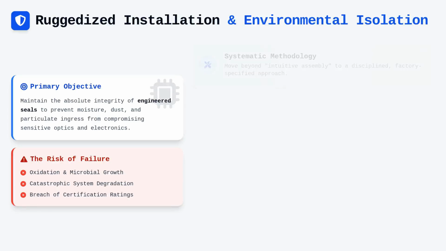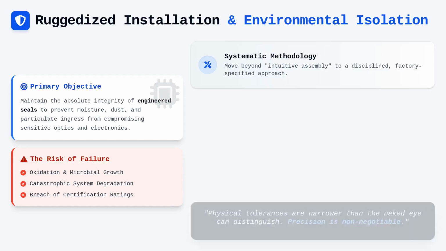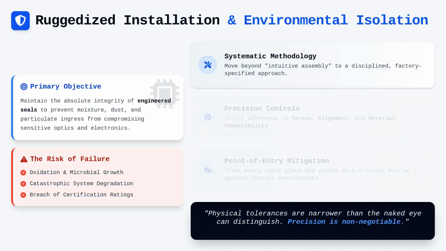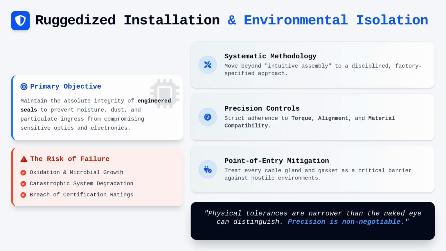Relying on intuitive assembly is insufficient because the physical tolerances required to maintain these certification ratings are often narrower than what the naked eye can comfortably distinguish. Therefore, we adopt a systematic methodology that mandates strict adherence to factory specifications regarding torque, alignment, and material compatibility. By internalizing these practices, you ensure the device operates exactly as the designers intended, regardless of how hostile the installation environment becomes.